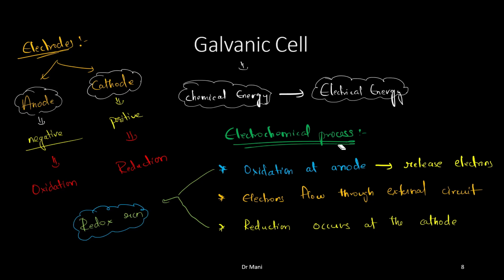So remember, this is a very basic thing. The electrochemical process means oxidation happens at the anode and reduction occurs at the cathode. Whatever electrons are released move from anode to cathode through the external circuit. Both of these events happen simultaneously, so we call it a redox reaction. And this is a spontaneous reaction where you do not require any electrical energy to run it.